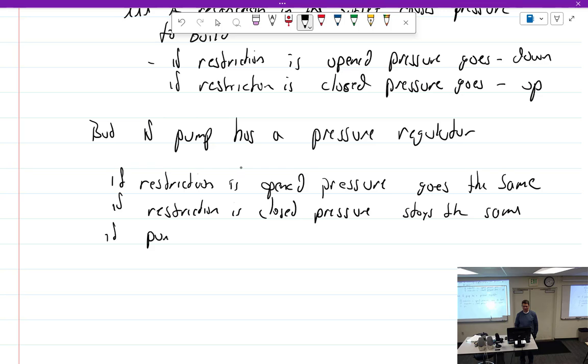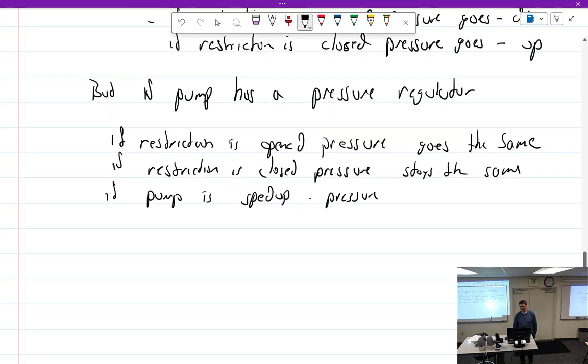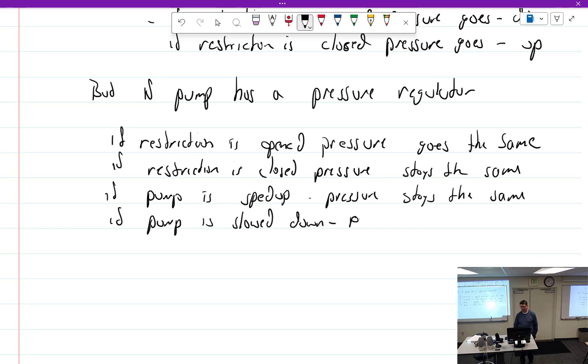If pump is sped up, pressure what? Stays the same. If pump slows down, I hope you're seeing a pattern. Pressure stays the same.